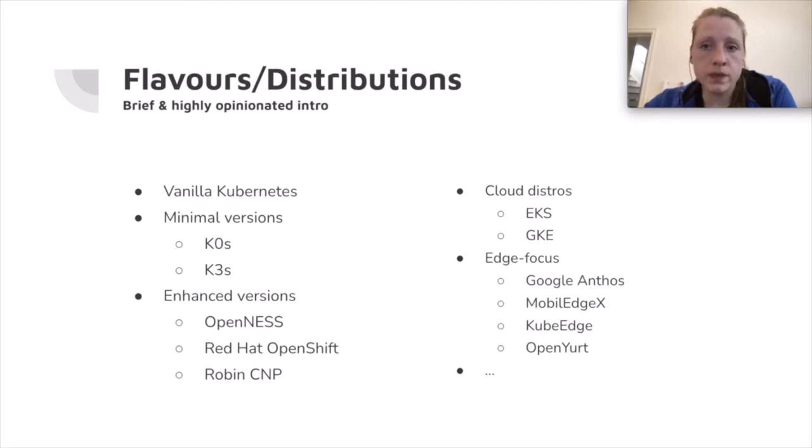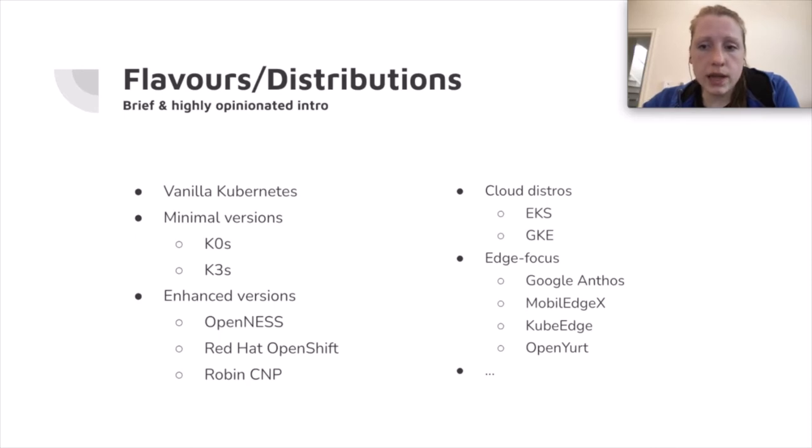architecture came from. Next are minimal versions, so very lightweight distros, K0S and K3S. And when I say lightweight, I mean it's built as a very small binary, it's installed quicker, it uses less memory, and is often run as a single node cluster. It has simplified some of Kubernetes' defaults, like not using etcd by default, but still letting you use etcd, but the default is smaller.